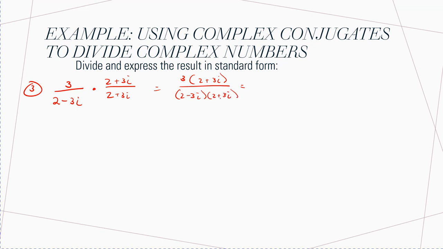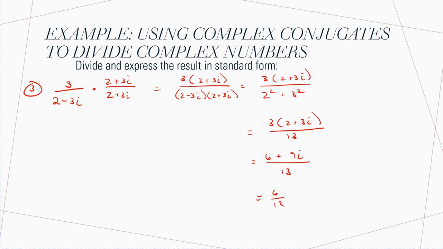Okay. Complex conjugates. So this is 3 times 2 plus 3i all over 2 squared plus 3 squared. Well, that's 4 and 9. Well, that gets me 13. So now realize that the 3 and 13 won't simplify, so distribute. So 3 times 2 gets me 6, plus 9i all over 13. And then in the last step, just break it up, because you've got to write it in standard form. So it's 6 over 13 plus 9 over 13i. And we got it.